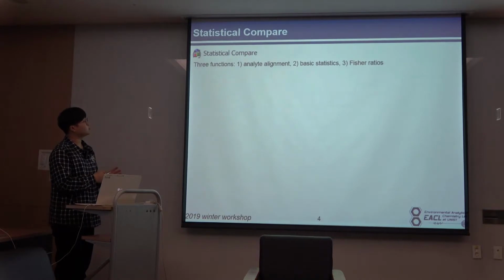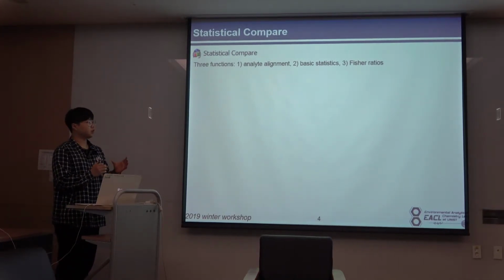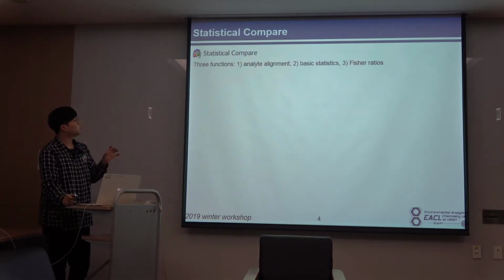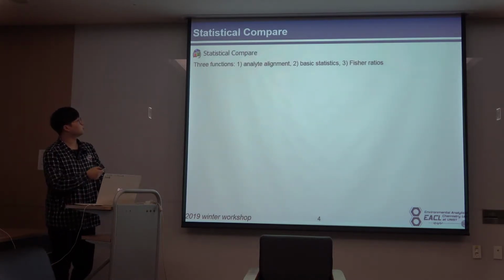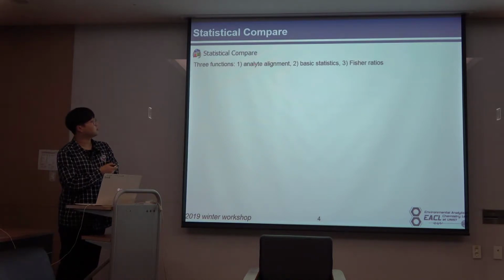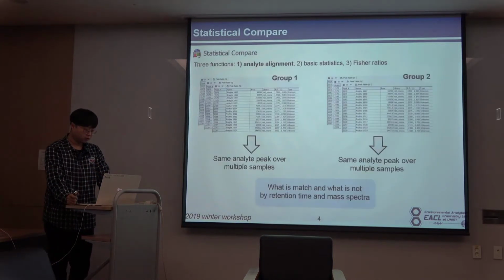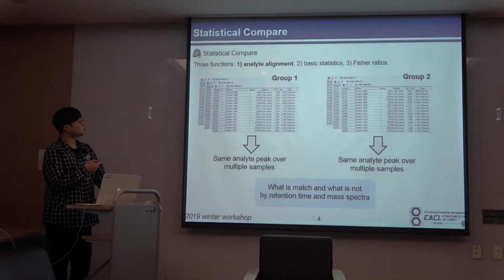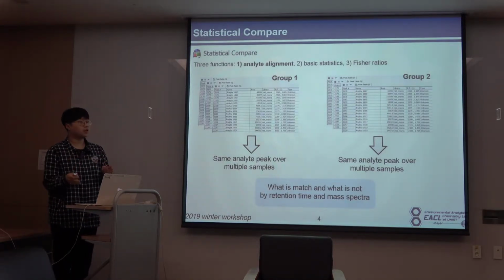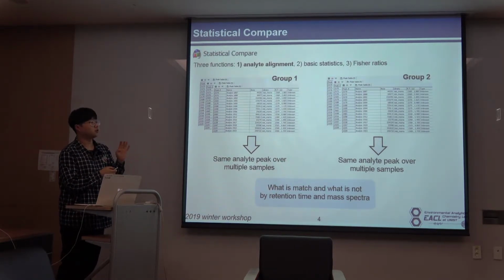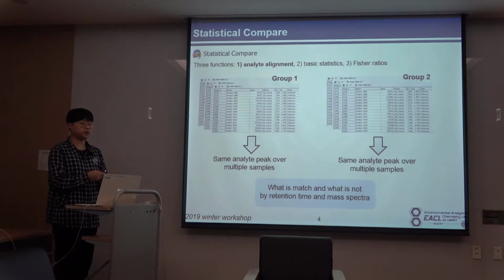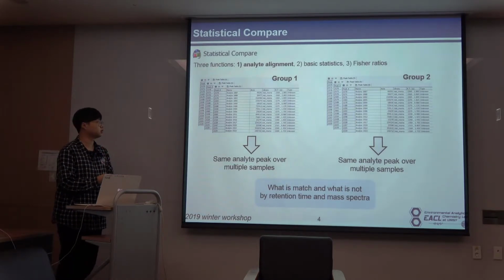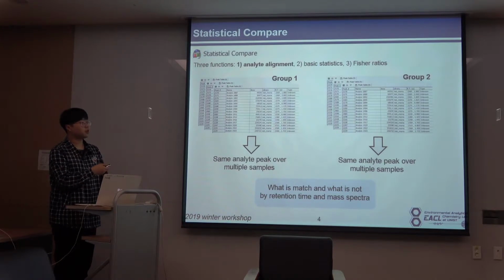And next is the statistical compare function. As mentioned before, we analyze a number of samples and divide them into groups defined by the user, and based on one group, we conducted three functions: analytics oligomers, basic statistics, and Fisher ratio. Firstly is analytics oligomers. We can divide samples into group 1 and group 2 based on our sample properties, such as high concentration or low concentration. Based on this group, we can identify all detected compounds.